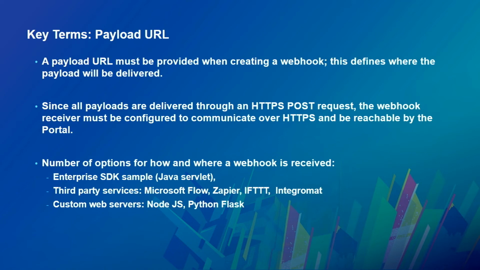There are a number of options for how and where a webhook is received. We included a sample in the Enterprise SDK for 10.7, which is a Java servlet. You can also use third-party services, which we'll look at in a bit, like Microsoft Flow, Zapier, IFTTT. And then there are also custom web servers that you can build yourself, such as Node.js and Python Flask.